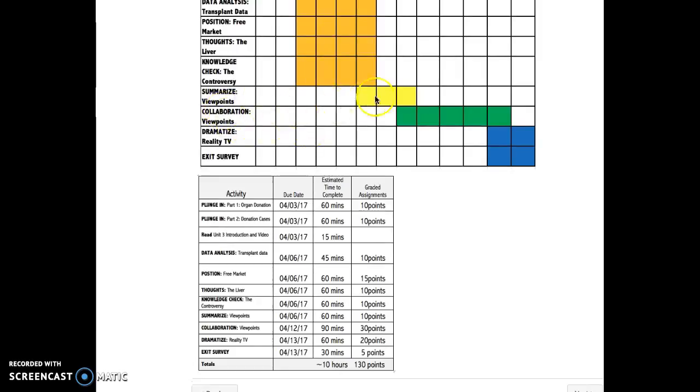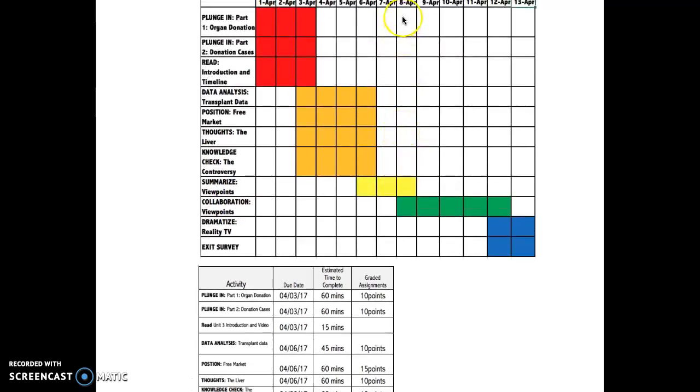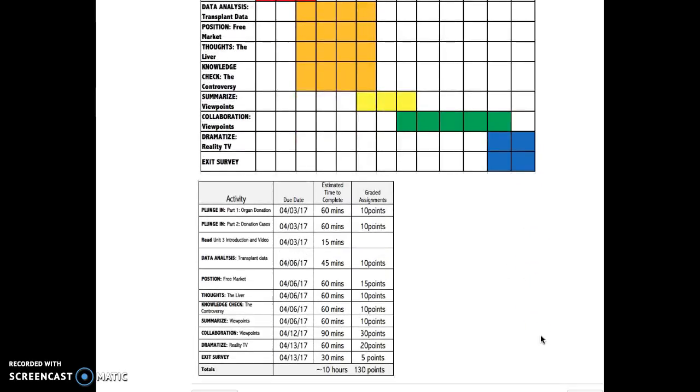And then the summarized viewpoints and collaboration go together. I want you to have your viewpoints read by April the 8th, though I set the due date for April the 12th so that it matches, because in the collaboration part you're taking those viewpoints that you read and you're debating with your classmates on it, and that debate will be read and finished by April 12th. So by this point you should know everything about your topic, and by the time you're done, you've finished talking about it. So that's the rundown on Unit 5.